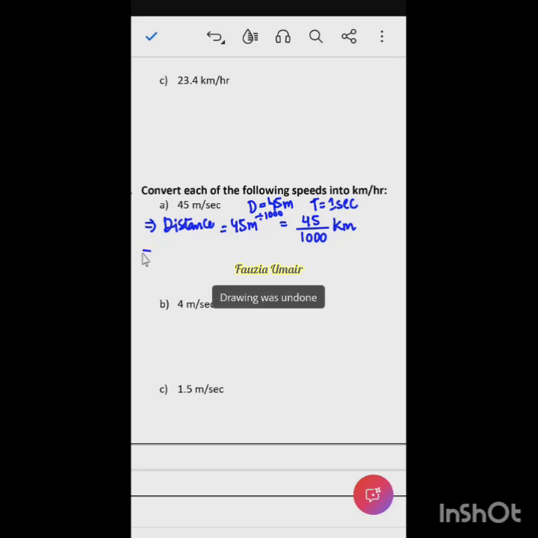Then now the time. So time is like 1 second. And if we convert this 1 second into hours, you need to divide by 3600. That's right. To convert seconds into hours, you need to divide by 3600. So this is basically 1 by 3600 hour. Right? So now you have done the conversion. Now you will just put the values in the formula of speed.